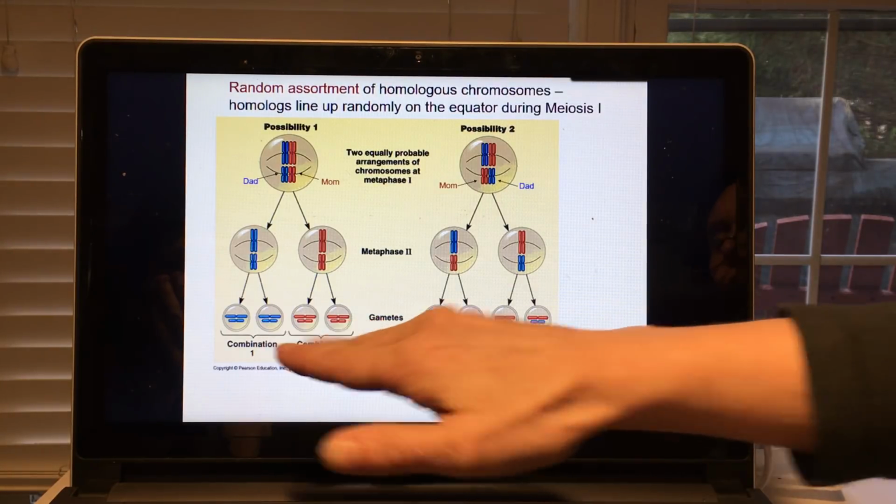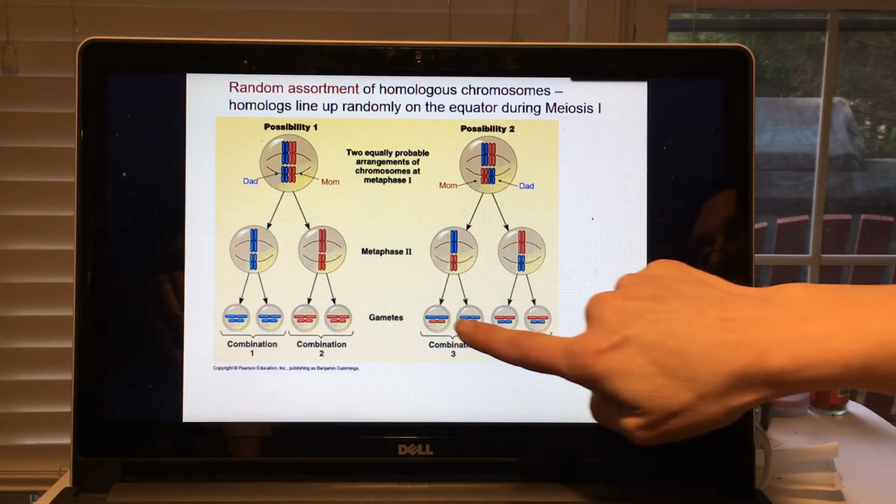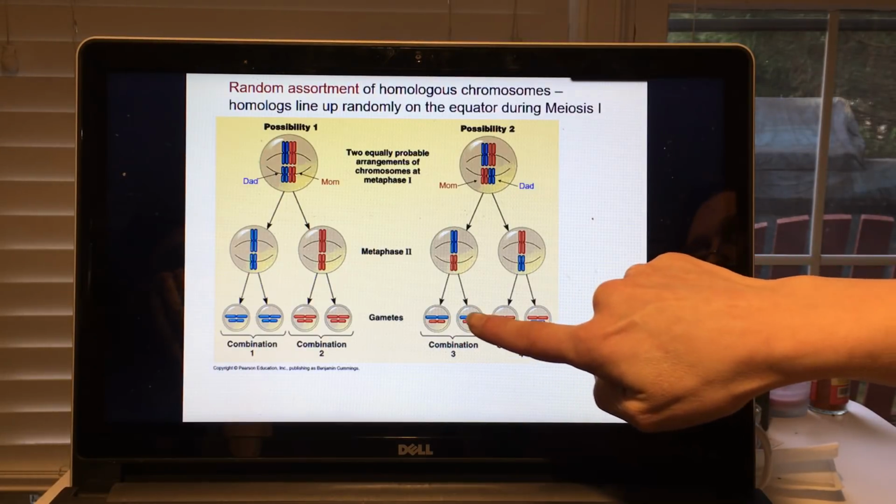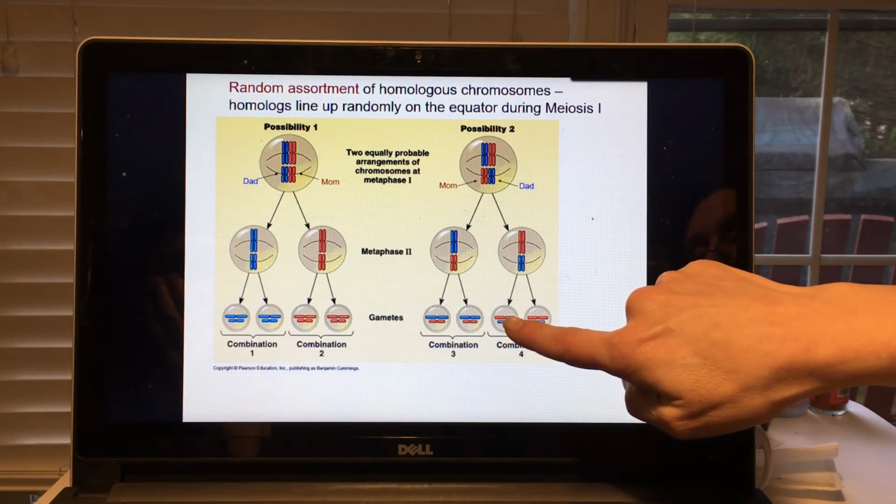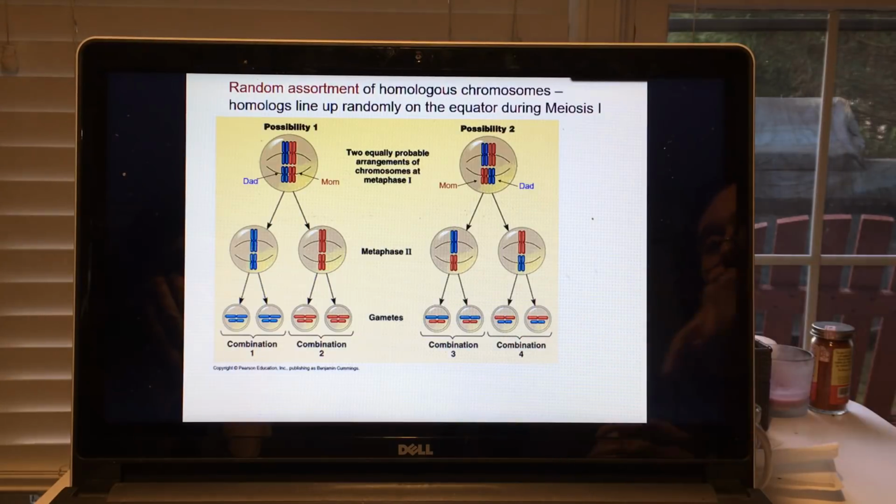So there are 4 different combinations. These are identical to each other, but they're different than these two. Notice that here you have the long blue and the short red. Here you have the long red and the short blue. Now, there are only 4 possible combinations when the diploid number is 4 and the haploid number is 2.